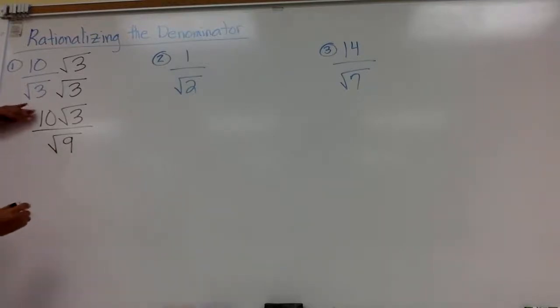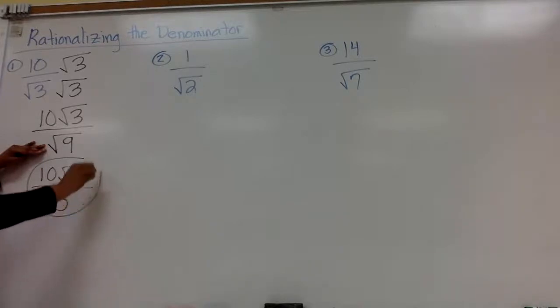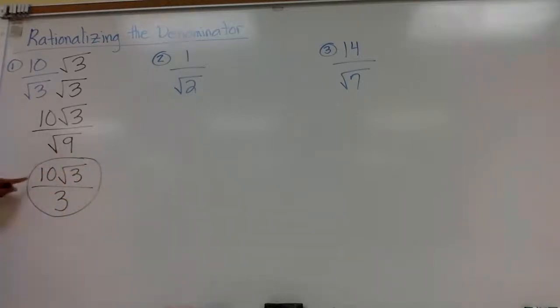So our final answer, my numerator, is 10 times the square root of 3. And the square root of 9 is 3. And this is our final answer. So 10 square roots of 3 divided by 3. So we started up here at the top. We rationalized it. That's a new term for today. And it gave us 10 square roots of 3 over 3.